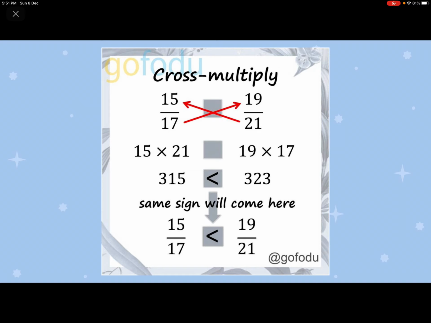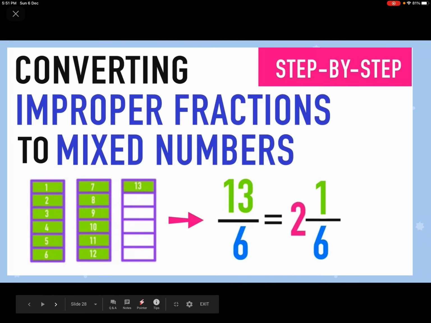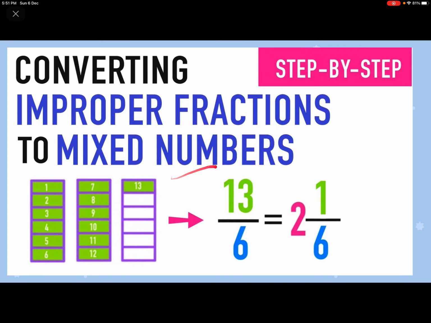Understood? Right. Now for the further questions in the exercises, we would need a next concept, children. That is converting improper fractions to mixed numbers and vice versa. Vice versa means converting mixed to improper. So first of all, children, let us revise what improper fractions and mixed numbers are.